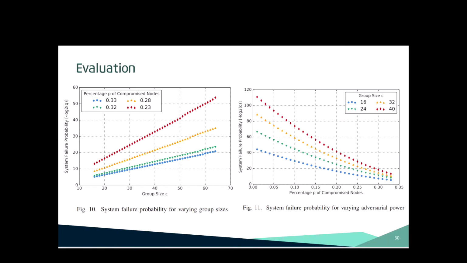This graph shows the average system failure probability q for varying group size c, 16, 20, 30, and 64, and varying adversary power p from 0.23 and 0.32 and so on. Note that q on this y-axis is plotted in security parameter form as minus log 2 q, thus a higher point in the graph indicates exponentially lower failure.